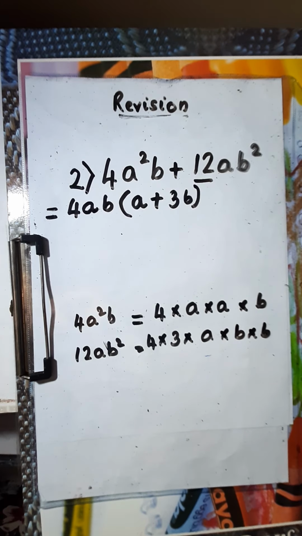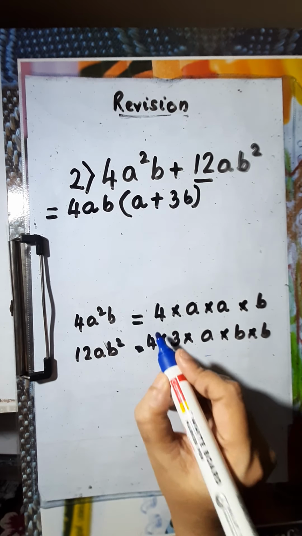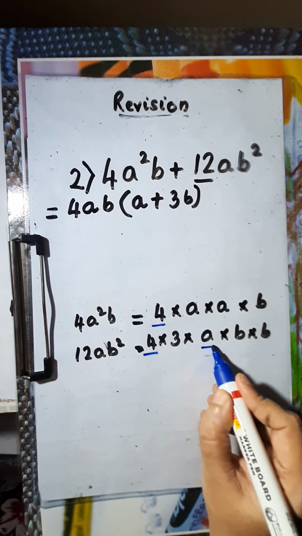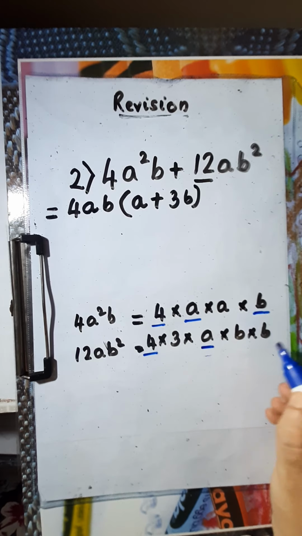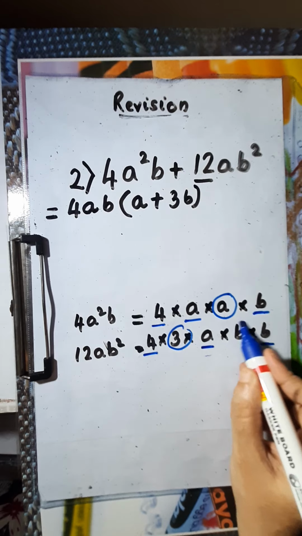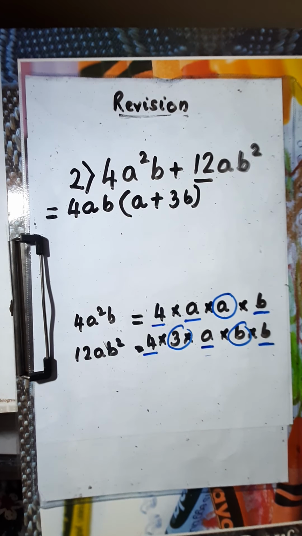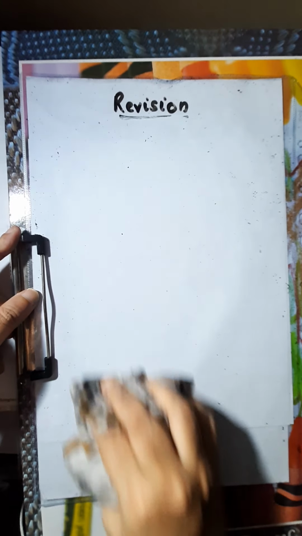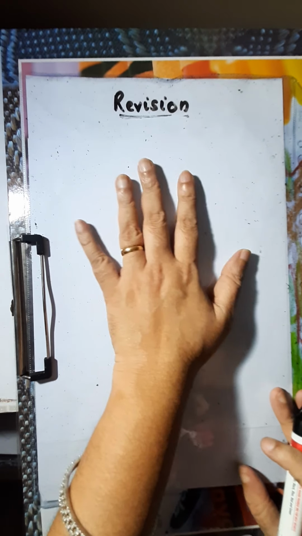So here I have my 4 common. Then this is a into a, so 1a is common and 1b is common. What is left behind? A is left behind and 3b is left behind. This is for your understanding. After this, I am not going to show in so much detail. This is because it's a revision exercise that I am showing it in so much detail. Now I'll show you one more sum of this type and then we'll go on to the next type.